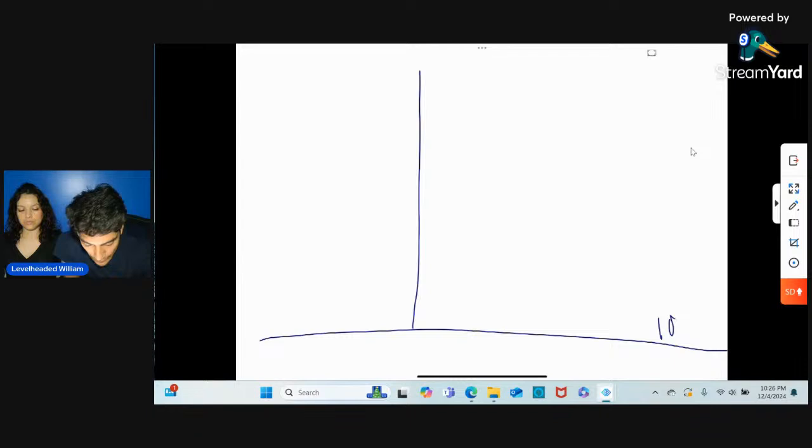So 1, 2, 3. So that's miles per hour. Fuck, I need to rest that. Yeah, that will help.